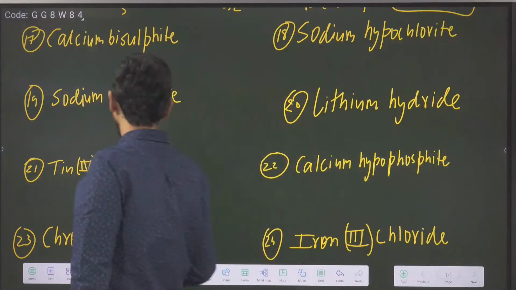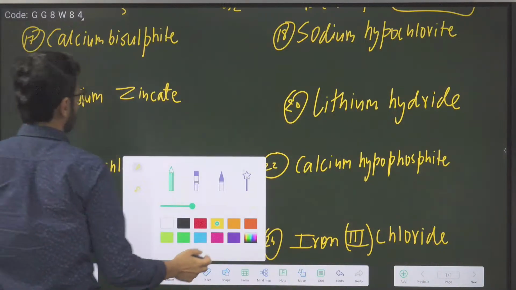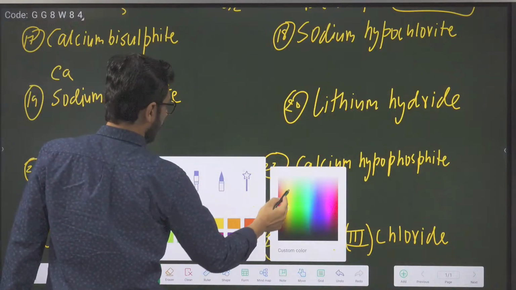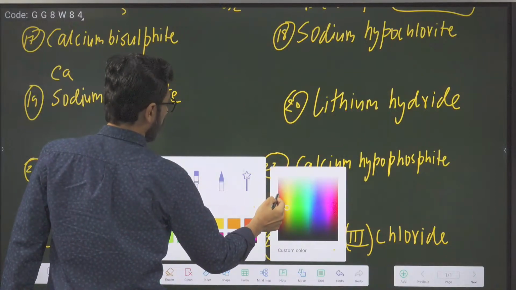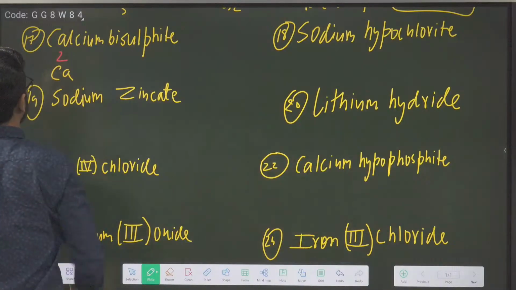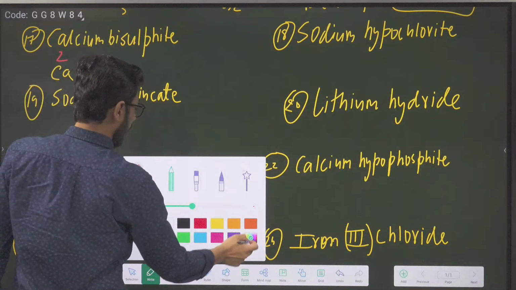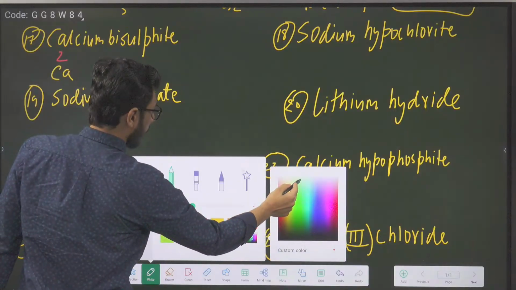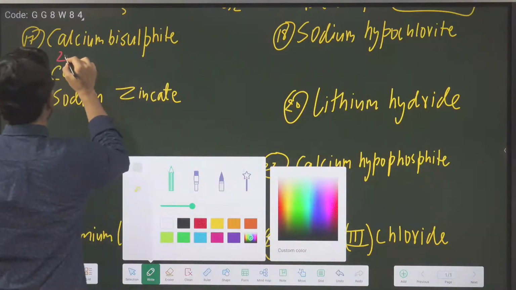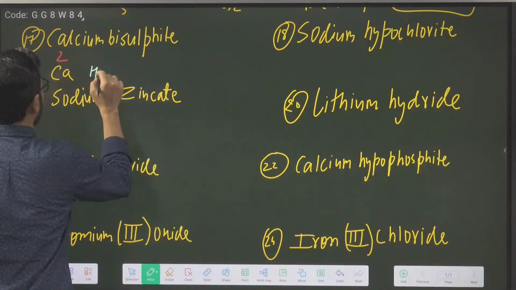Check one by one. Calcium bisulfite. Calcium 2 plus. Yes. Is there any other color in this? Calcium 2 plus, bisulfite. Sulfite is HSO3.